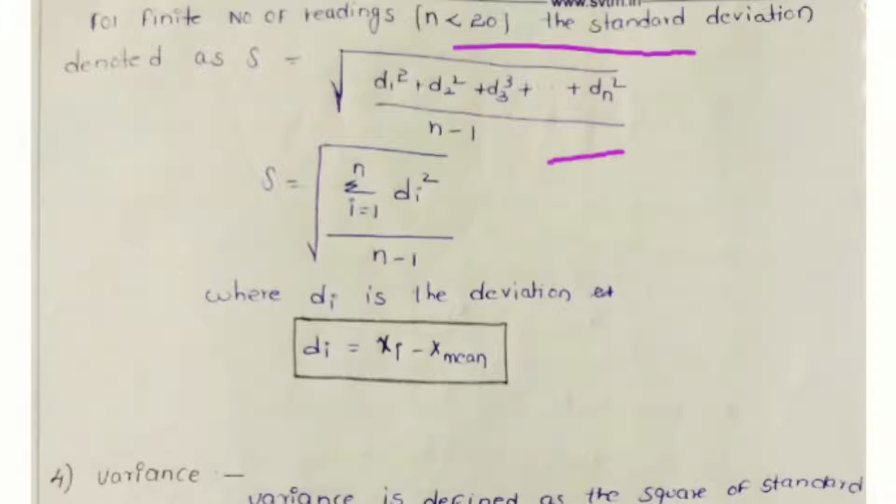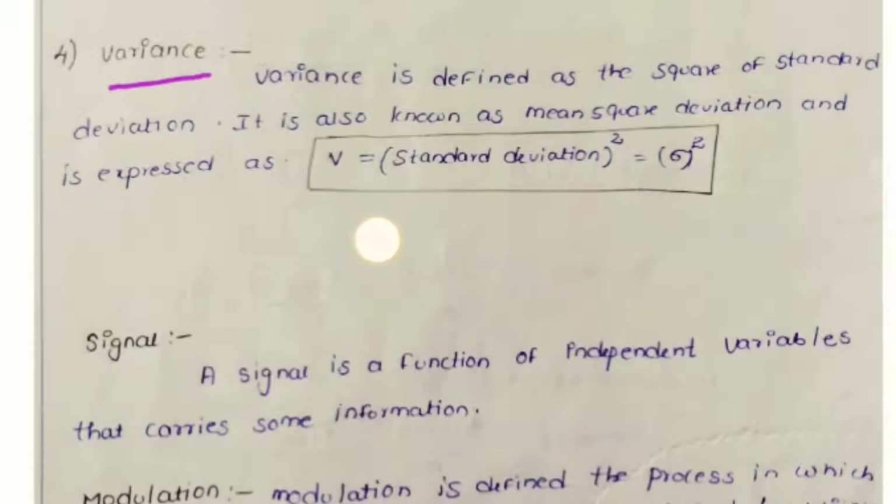Now what is the variance? Variance is defined as the square of standard deviation. Square of standard deviation is nothing but variance. It is also known as mean square deviation and is expressed as standard deviation square, that is sigma square. Sigma is nothing but standard deviation.